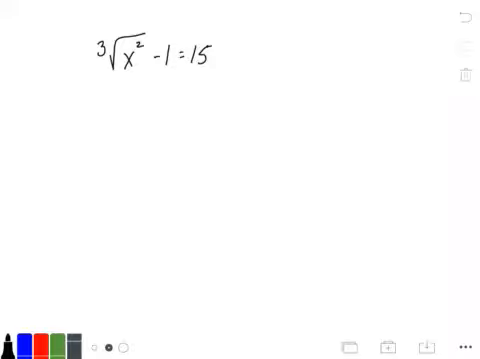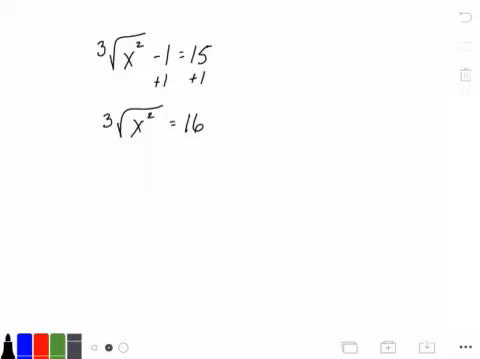So literally what you do is you isolate it. You get it by itself. So I need to take this 1 in basic algebra here, just move it to the other side. So that gives me the cubic root of x squared equals 16. All right? So that's what I get here. And I have this piece here. I got to isolate the radical.